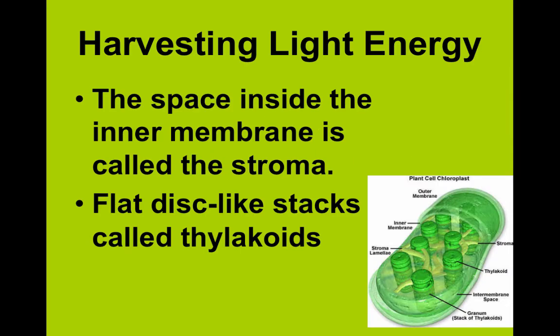So we're back to our friend the chloroplast, and we're going to talk about that space inside the membrane that I told you about a few classes ago called the stroma. That's the space in between these flat discs, and the flat discs are called thylakoids. What we're going to talk about is what happens in each thylakoid, inside and outside the thylakoid membrane.